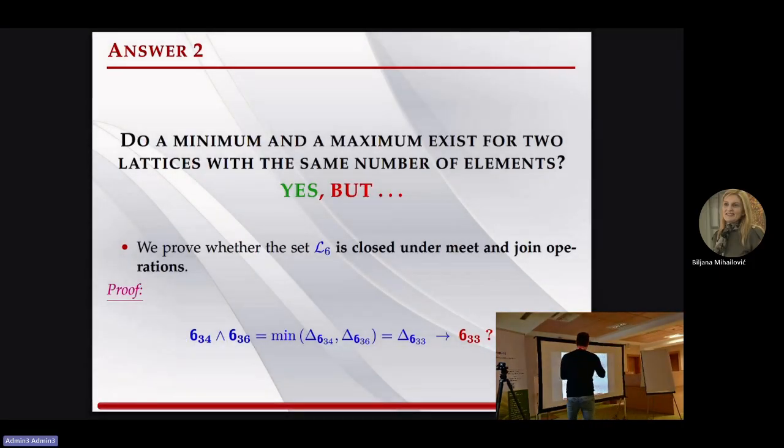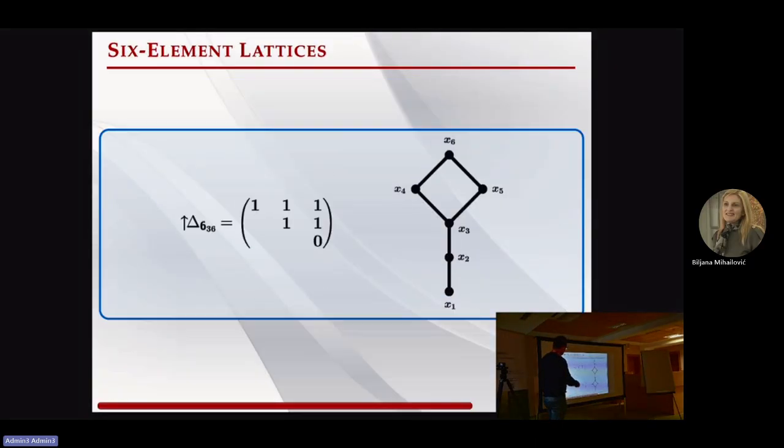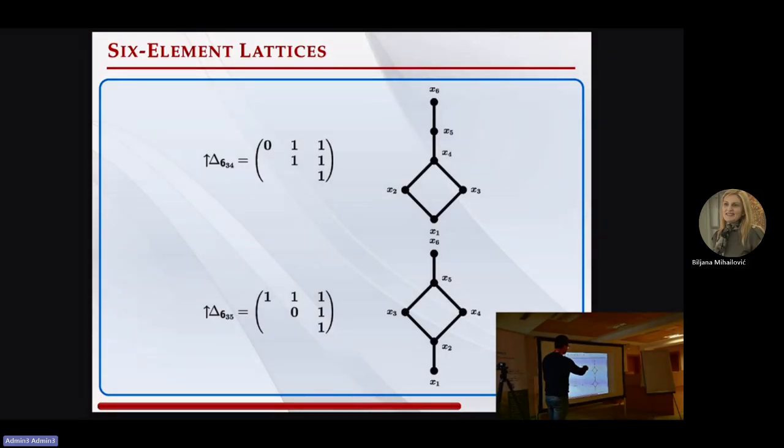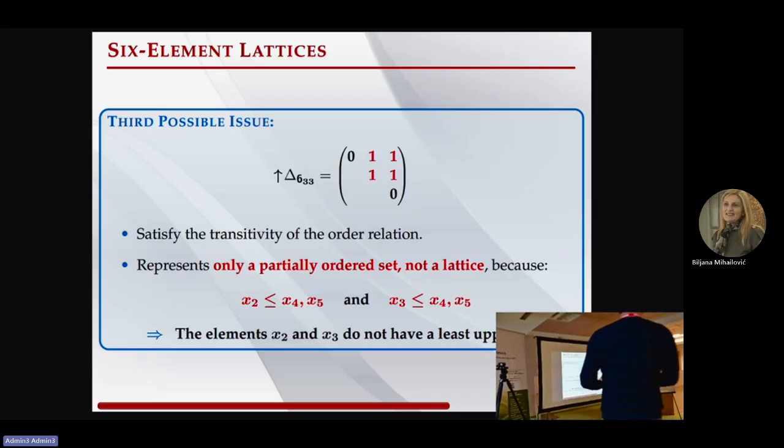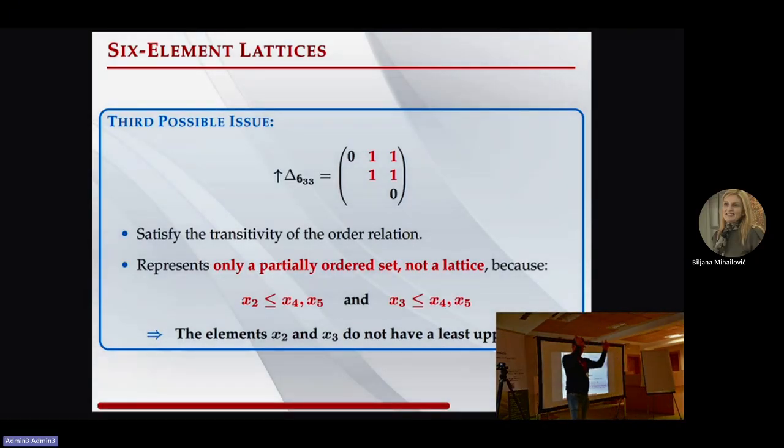So let's continue with question 2. Now, again, we do the minimum or maximum of 2 lattices from this set. For example, we take lattices 644 and 646. So if we take these lattices, and we do the minimum, the result is this matrix, which is not a lattice. So the problem is, if we aggregate 2 lattices, we cannot get a lattice. So this is a problem.